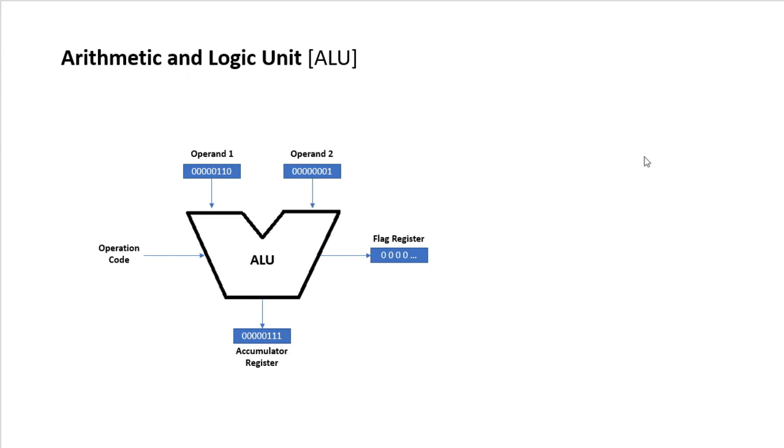Now let's proceed with another hardware component. Let's go on to the arithmetic and logic unit, or ALU. ALU is also a hardware component of the data path. Now what does it do? It does arithmetic and logic operations.